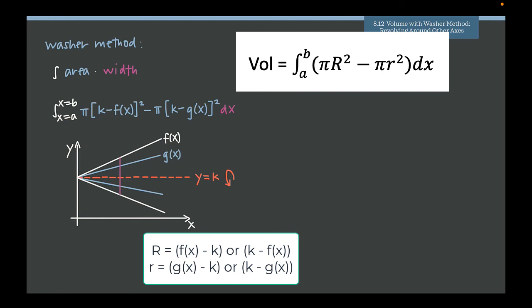But then, as you know, we have to subtract out the area given by the disk for g of x. So if we think about using disk method on g of x, we're going to have this cross-section here. The area of that disk is going to be pi times k minus g of x quantity squared. And so because all we want is this area right here, the difference between f of x and g of x, we want to subtract out the g of x part from the f of x part. And so that's why you see that we're taking the difference of the area of the f of x disk and the area of the g of x disk.